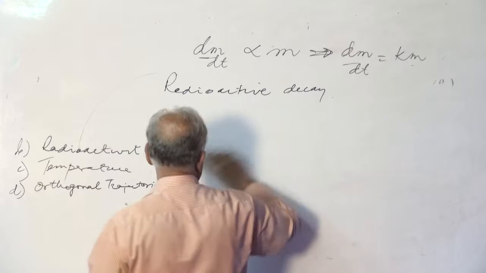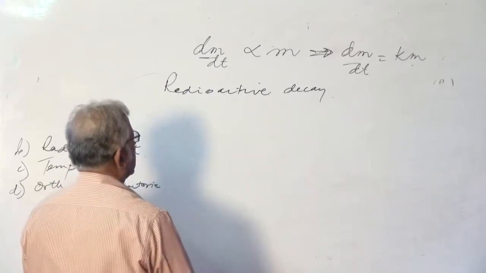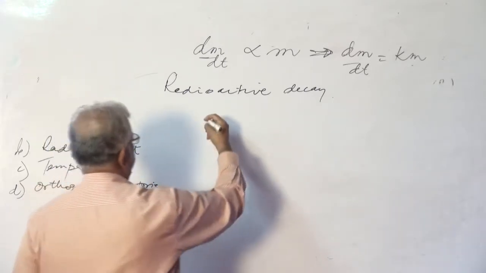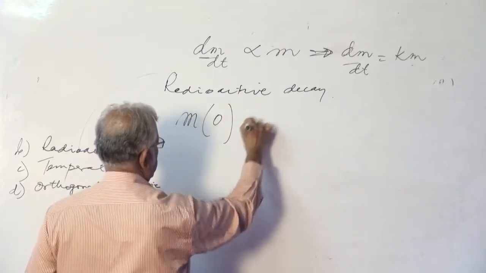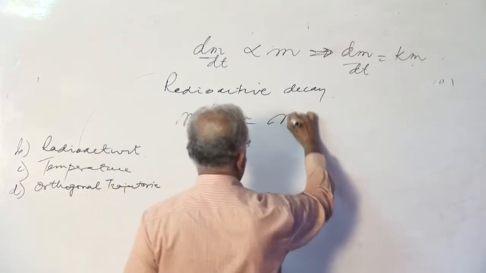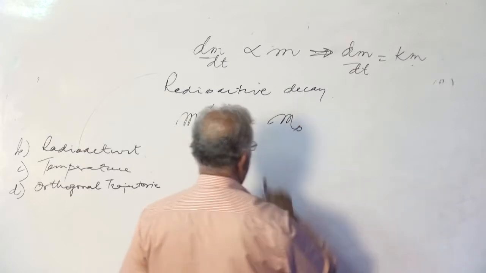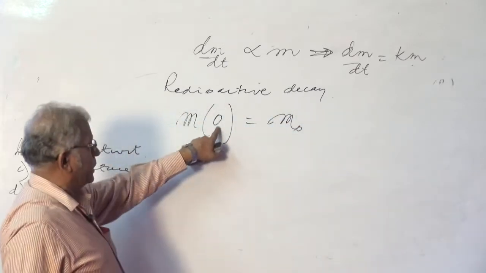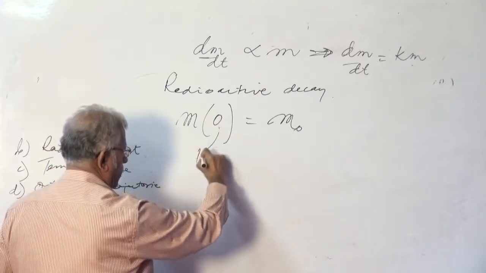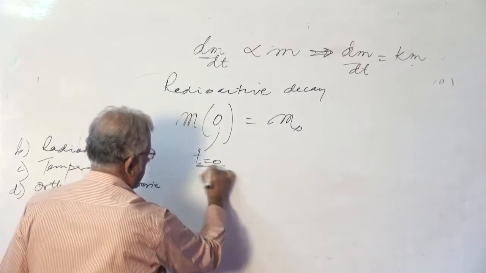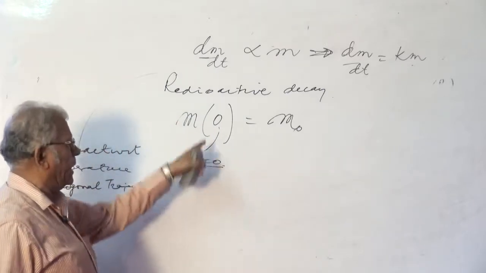So we will start by restating the problem that if there is a radioactive mass and m at 0 is considered as m0, this is the initial mass. This is m for t is equal to 0. T is equal to 0 can be any point of time.